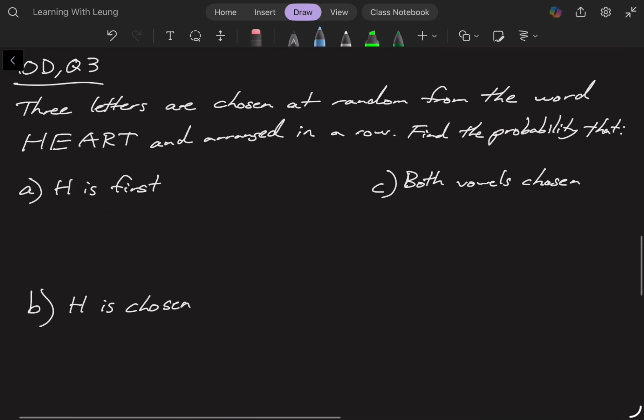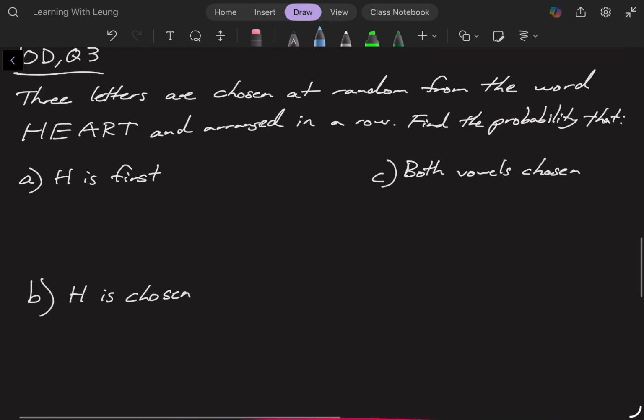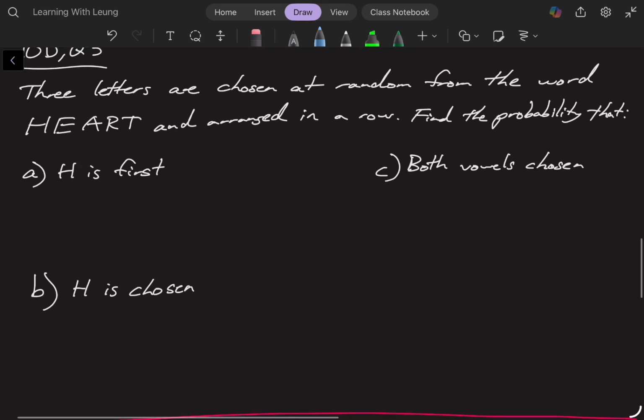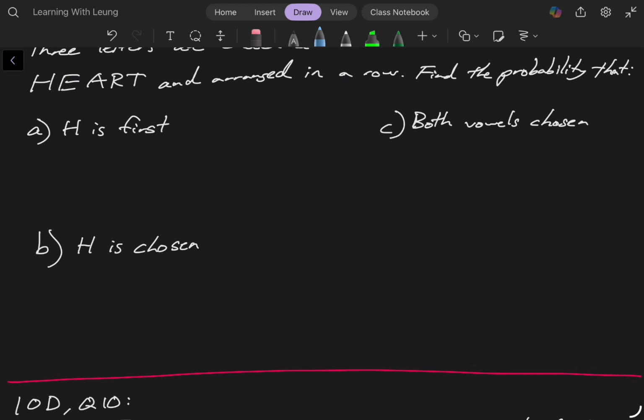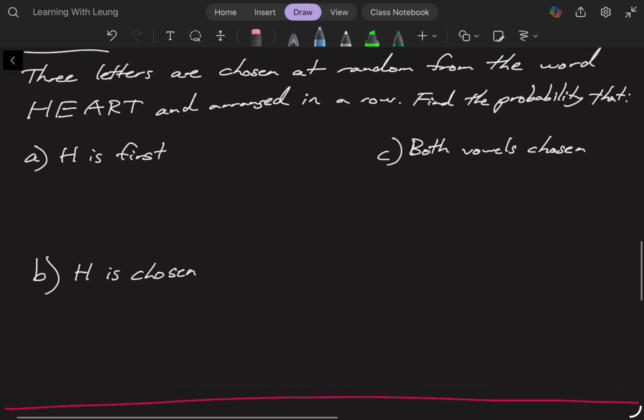Cool. All right, onwards. 10D question 3. 3 letters chosen at random from the word heart and arranged in a row. Find the probability that H is first, H is chosen, and both vowels are chosen. Okay, so this question's kind of fun. So firstly, let's do H being first. Okay, if H is first, that means that I need to guarantee that H goes in the first spot, and then I need to grab the other 2.